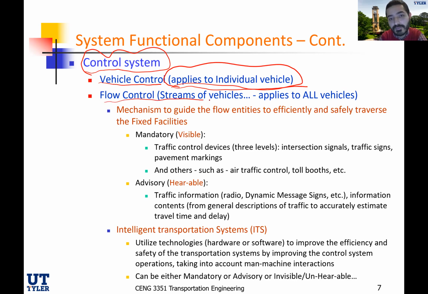Flow control is also very important. How can we control the flow, the stream of the vehicles, which applies to all the vehicles? There is a mechanism to guide the flow entities to efficiently and safely transfer the fixed facilities. This can be mandatory in some cases, and can be advisory. So mandatory, which is visible, has to do with traffic control devices, and we're going to learn that there are three levels of them. Between this class and 4351, we're going to get to know what the three levels are.